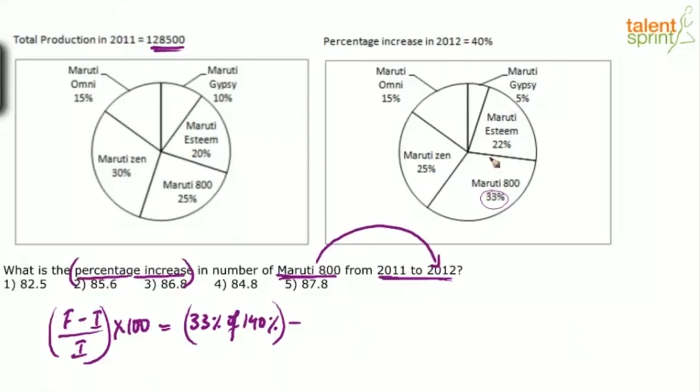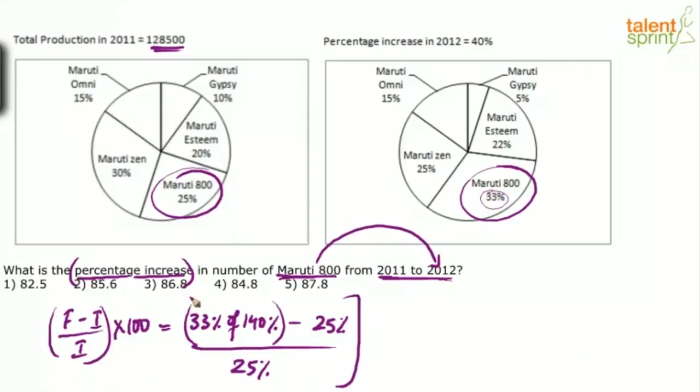And don't even try to find out the individual values first. Finding out the number of 800s in 12, the number of 800s in 11, and then finding final minus initial by initial into 100 would be an utter waste of time. So 33% of 140 minus initial value. How much is the initial value? 25% straight away. Divided by initial value, 25% into 100. Final minus initial by initial into 100. Do the calculation and you get the answer.